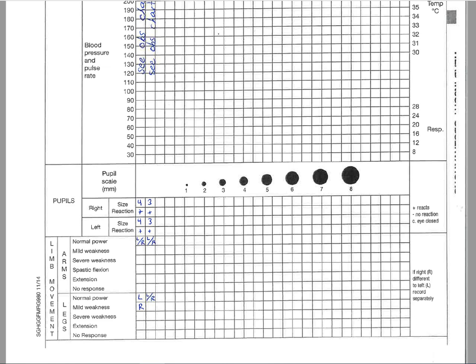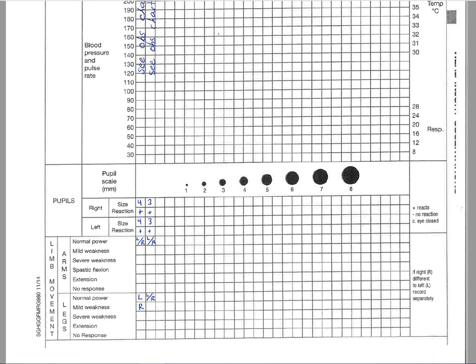Moving on, we're going to assess limb movement and strength. So we start with the arms. Do the arms have normal power, mild weakness, severe weakness, spastic flexion, which is where the patient's not controlling the flexion, or extension, which is where the muscles are pushing away from the body, or no response to the muscles at all. You'll note that I wrote L/R.